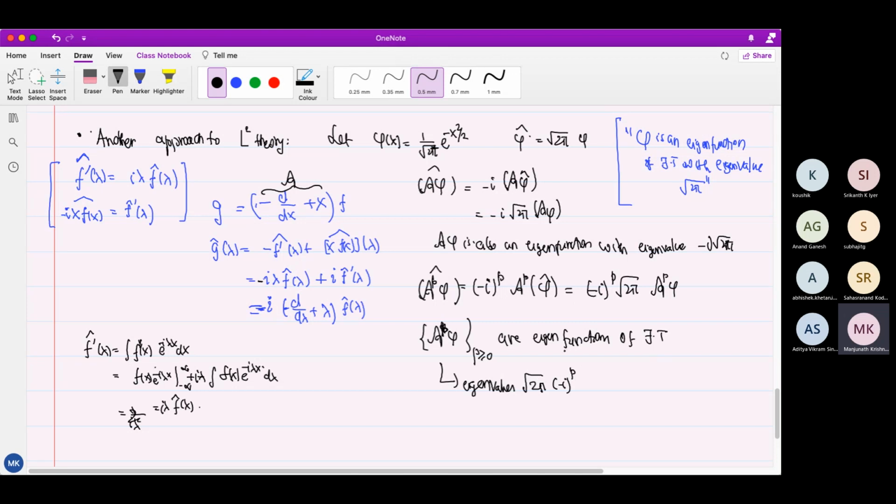Next time I'll say how you can build the L2 theory using this. But okay, I will maybe stop here.